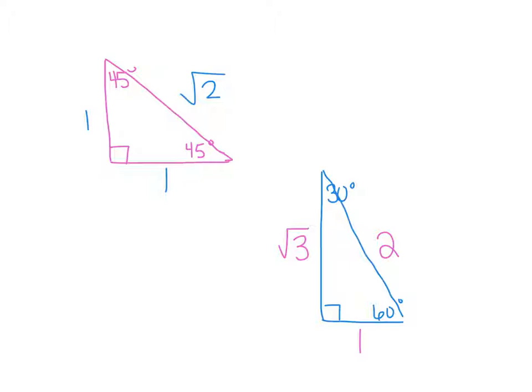And then there's also a 30, 60, 90 special right triangle, and the littlest angle makes the littlest side, so the 1 is across from the 30 degrees. The biggest angle makes the biggest side, so the 2 is across from the 90 degrees. And the 60 makes the medium side, which is the square root of 3. So we're going to use those to find some sine, cosine, and tangent ratios.